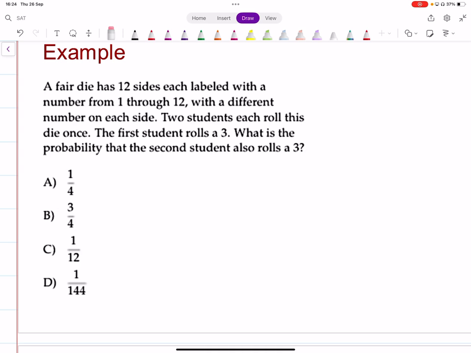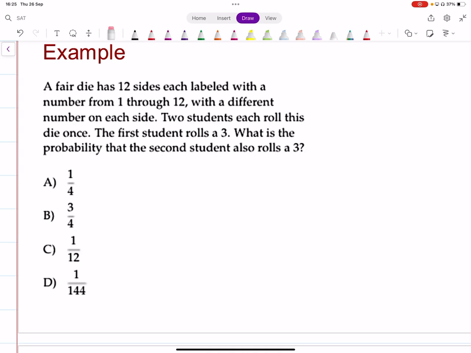A fair die has 12 sides, each labeled with a number from 1 through 12, with a different number on each side. Two students each roll this die once. The first student rolls a 3. What's the probability of the second student also rolling a 3? So there are two people rolling a fair die each. The first student gets a 3. What's the probability of the second student also getting a 3?